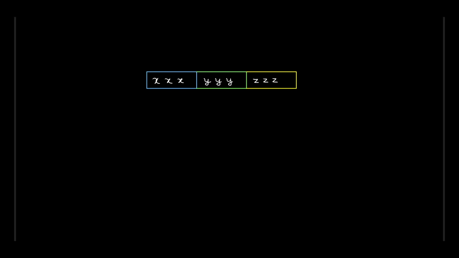You are given an integer n and you have to figure out if the binary representation of this number has this pattern. That is, it has some blocks of length p. P is given to you. In this case, p is equal to 3, and each block contains identical elements. So you can see that you have the first blue block that contains all x. Then you have the second green block that contains all y, and the third yellow block that contains all z.